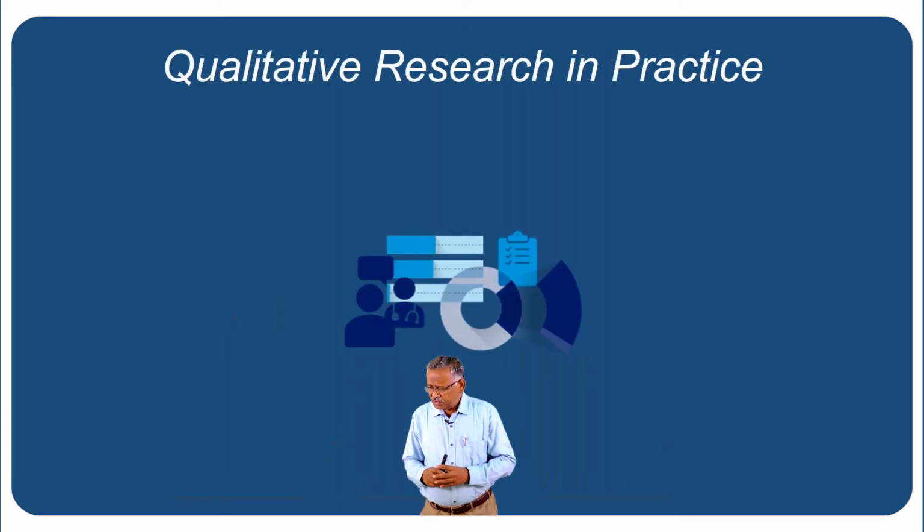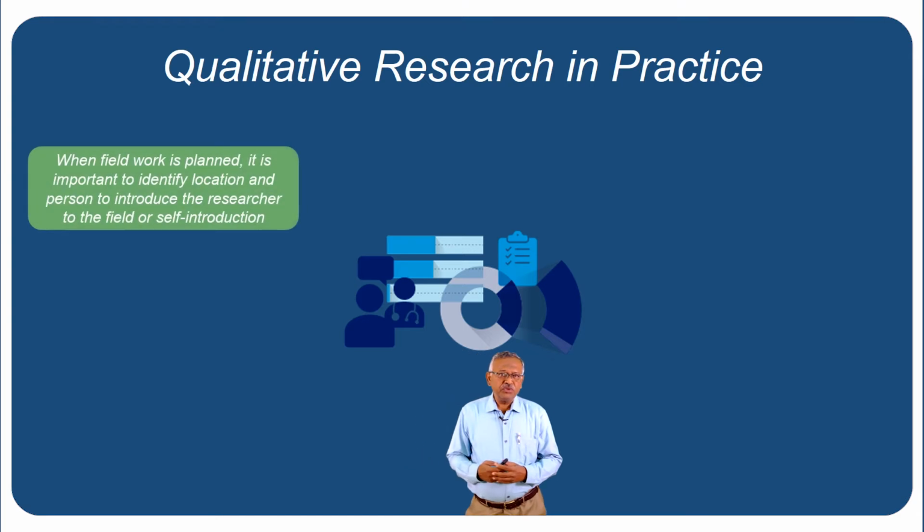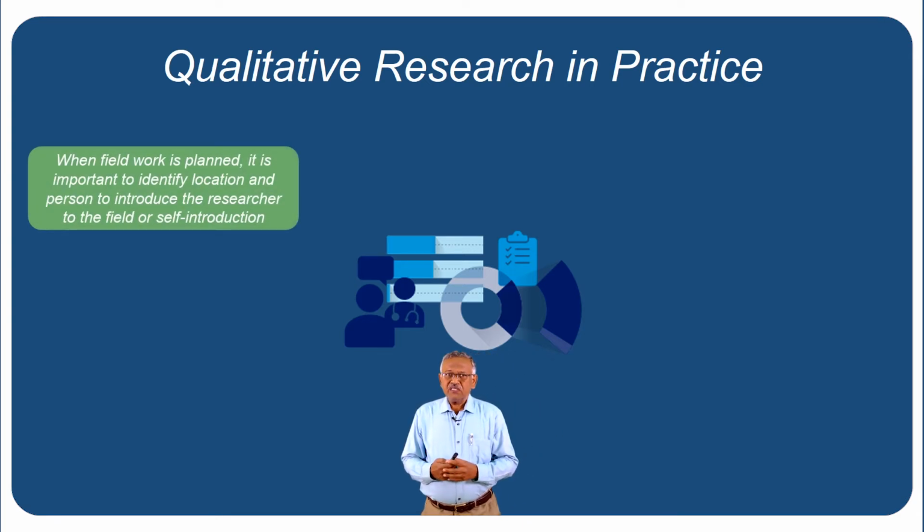Now, coming to the aspect of how qualitative research is practiced. So, it starts with usually a field work. A field work is not a casual field work, not a field trip, but it is well planned and organized field work. Since it is planned, there is a need to identify a location and also who are the informants, who are the people to be discussed.